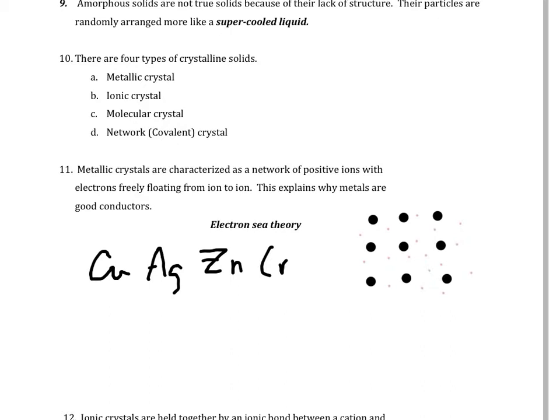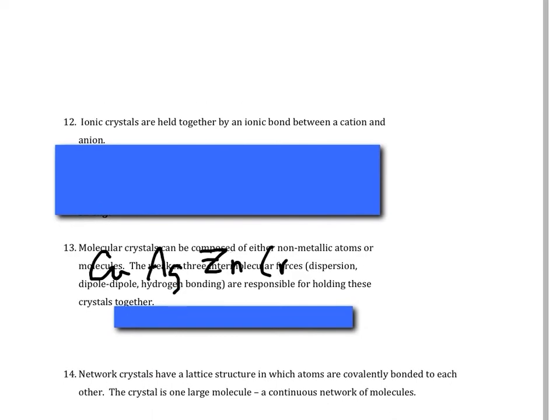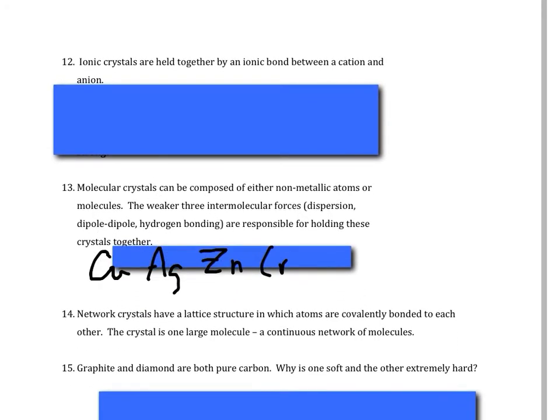Let's advance to number 12 and take a look at ionic crystals. Once again, you've already seen ionic crystals because these are your classic ionic compounds such as calcium chloride and lithium bromide and so on. Here we have a pattern of positive and negative ions. This is a very strong ionic bond characterized by a distinct high melting point.